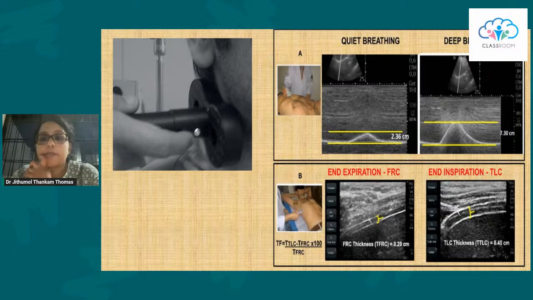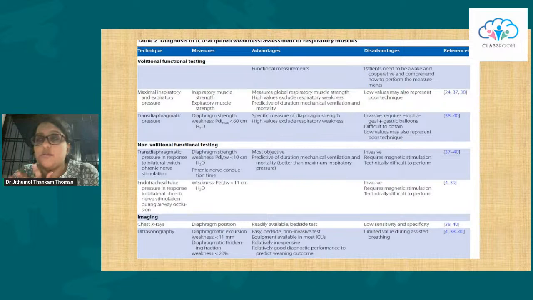So basically, you have to measure the diaphragmatic excursions during quiet breathing, during deep breathing, even during a maneuver called sniff breathing. But usually in your ICU, you can just measure the diaphragmatic excursion during deep breathing. But for this, the patient should be able to take a deep breath. Then you have to see the diaphragmatic thickness. That is, during normal respiration, what is the thickness? And during deep inspiration, there should be at least a 20% increase in the thickness of the diaphragm. So if it is less than that, it usually indicates that there is a weakness. So these are things that you can do at the bedside in your ICUs just to assess your diaphragmatic weakness.